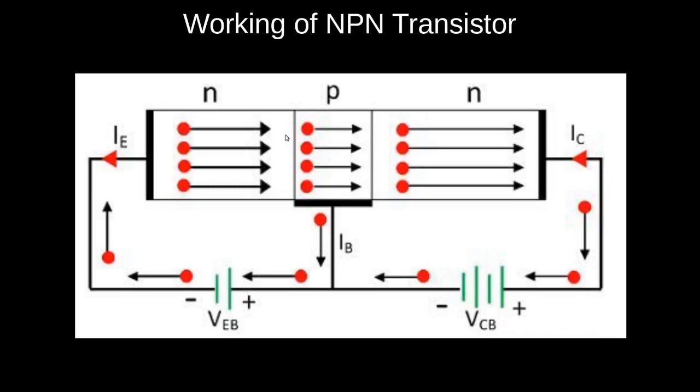The whole of the emitter current enters into the base. Thus, we can say that the emitter current is the sum of the collector and base currents. So this is the simple working of the NPN transistor.